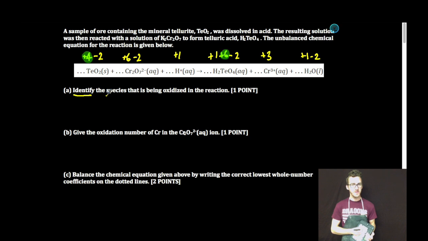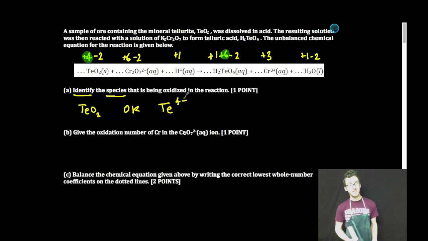So as we identify the species that is being oxidized, we can identify tellurite, TeO2, as the species that is being oxidized. Now, you could also identify the tellurium 4+ ion as the species that is being oxidized. But it's important to note that you could not say Te, tellurium. This would indicate that tellurium originally had an oxidation state of 0. So be cautious.